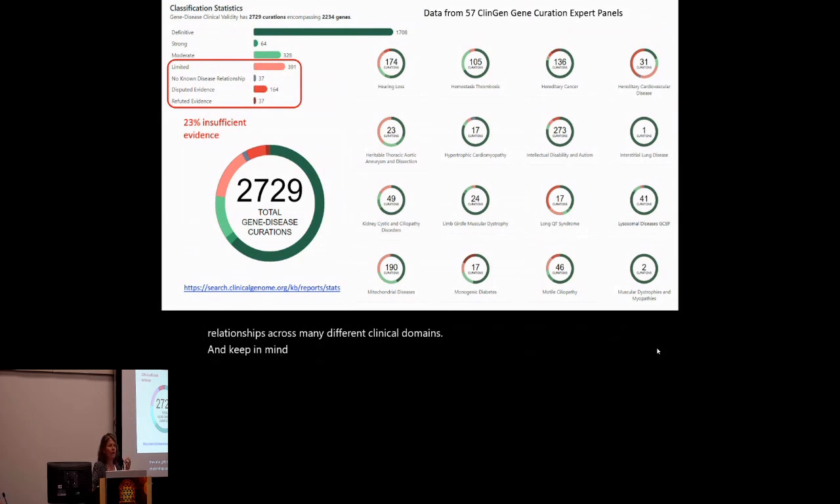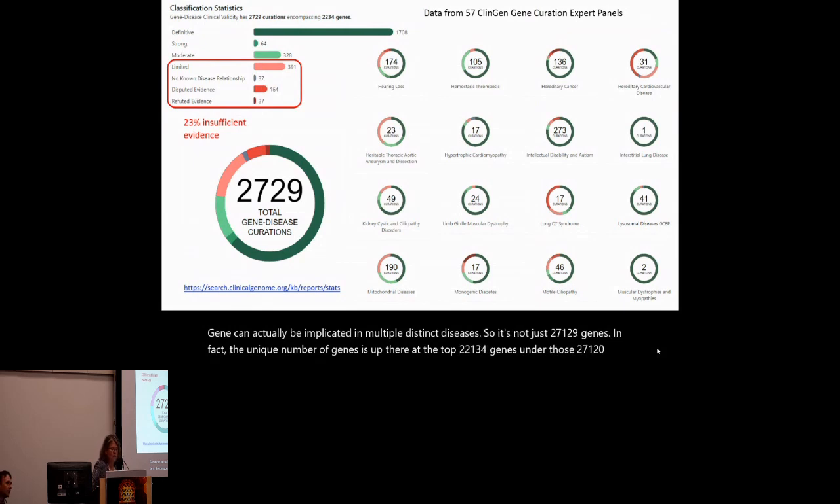And keep in mind that any given gene can actually be implicated in multiple distinct diseases. So it's not just 2,729 genes. In fact, the unique number of genes is up there at the top, 2,234 genes under those 2,729 gene disease curations. But what you can see in the summary up on the left, colors are very different than on the screen, but that's okay, is that about 23% of these curated gene disease relationships have insufficient evidence.